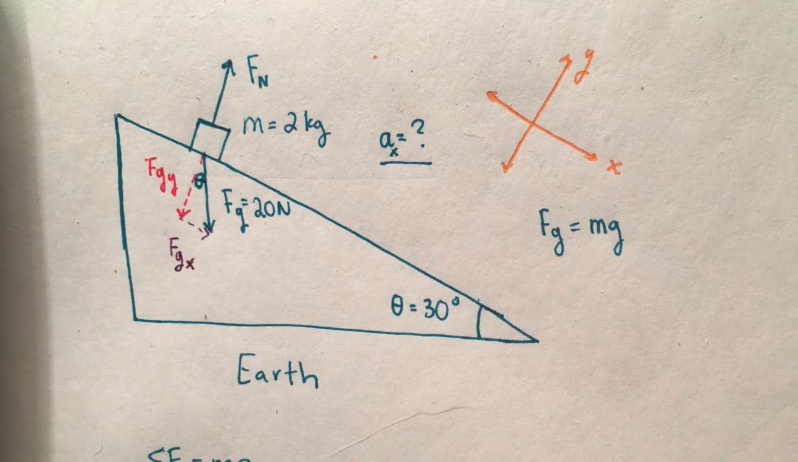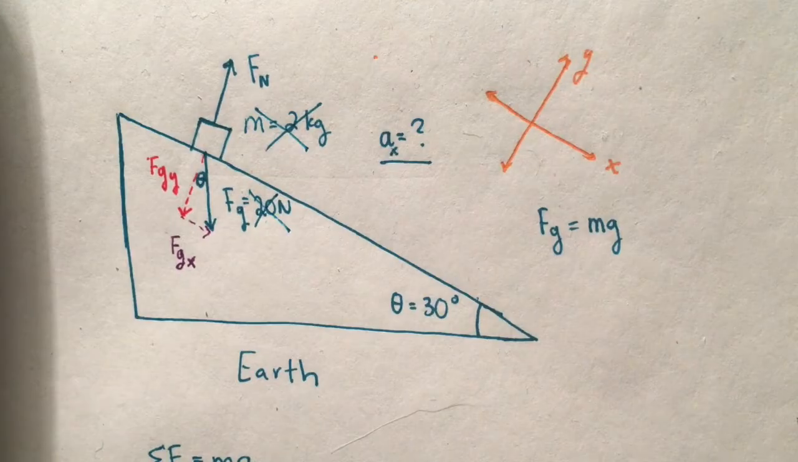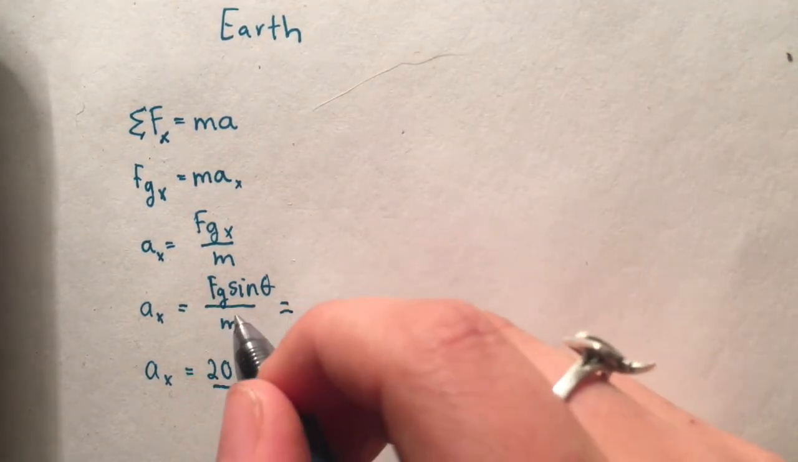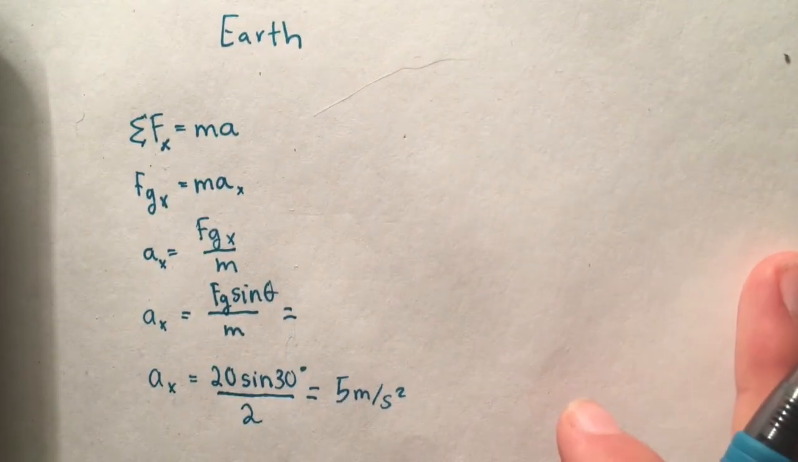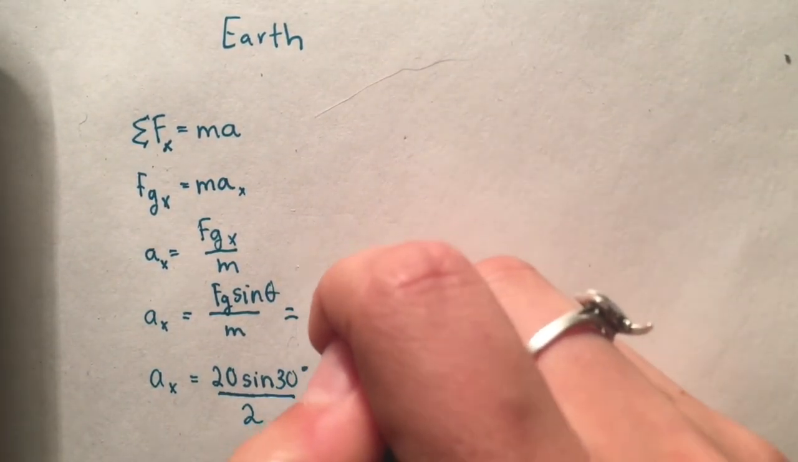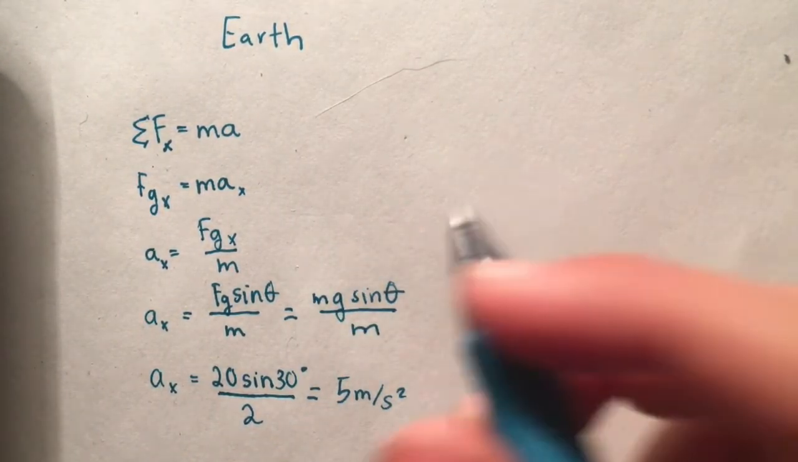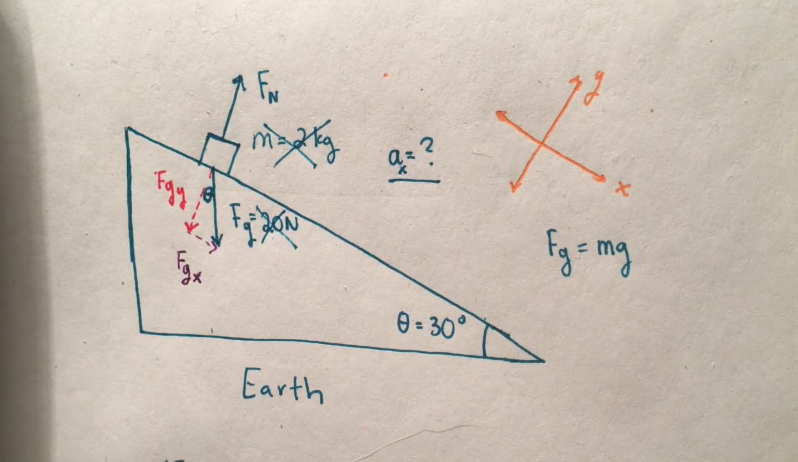What if I didn't give you the mass? What if you didn't know what the mass was, and you didn't know what the force of gravity was? Could I still solve this problem? The answer is yes. If I go back to this step right here, I can replace the force of gravity with mg. Remember, we said force of gravity is equal to mass times the acceleration due to gravity. So I could rewrite this as mg sine theta over m. And what happens? The masses cancel out. And so you actually don't even need the mass to solve this problem. In a problem, if you're not given the mass, that's okay. It's probably going to cancel out.